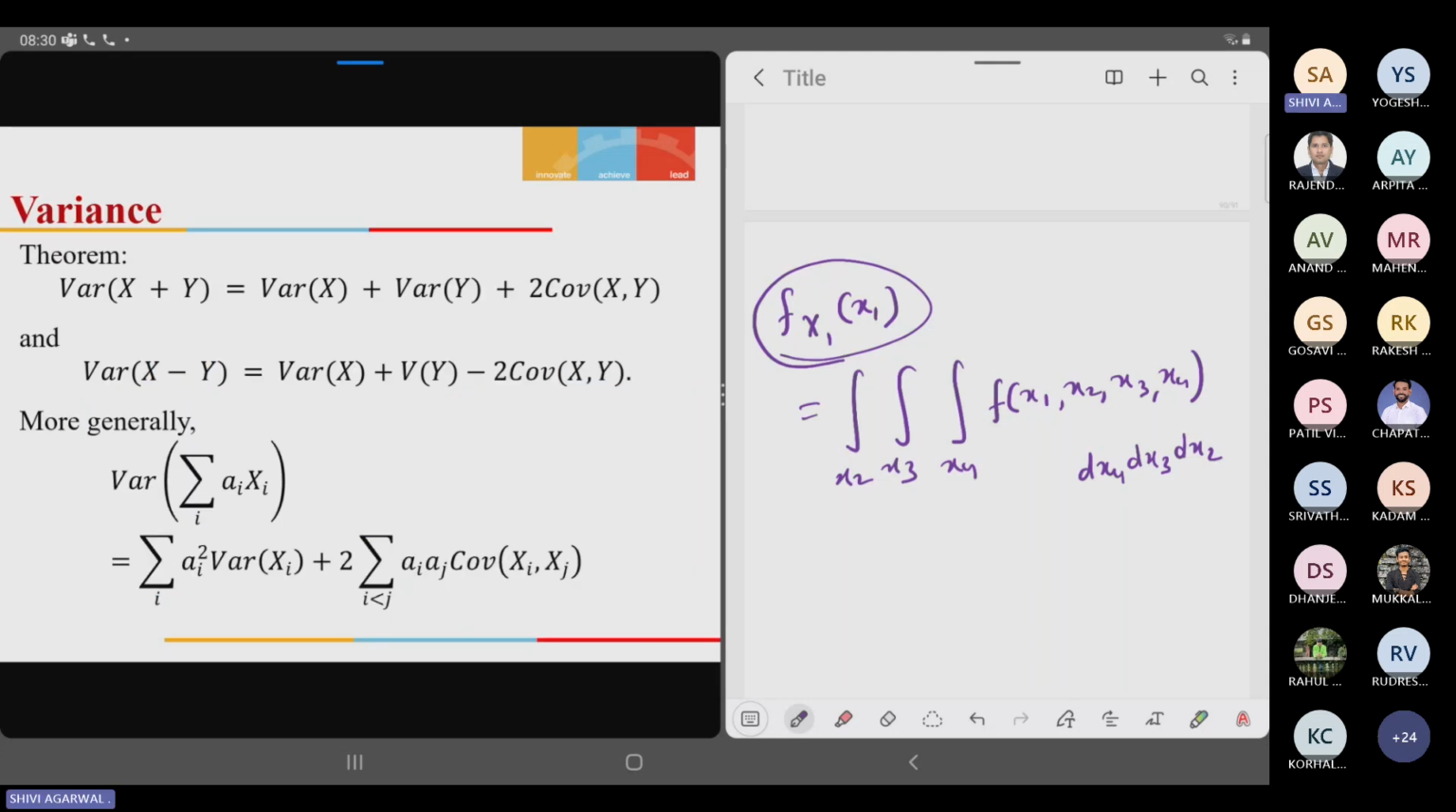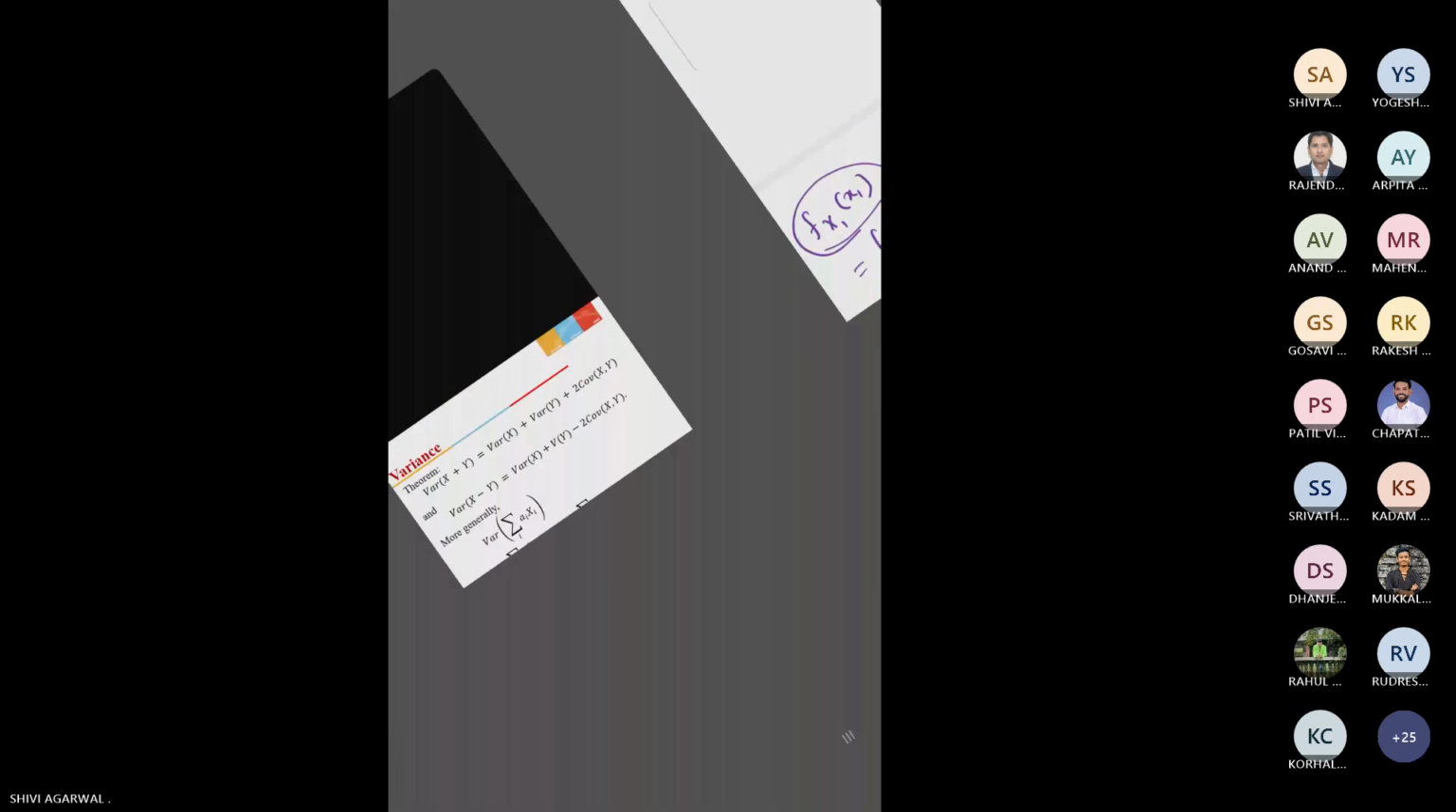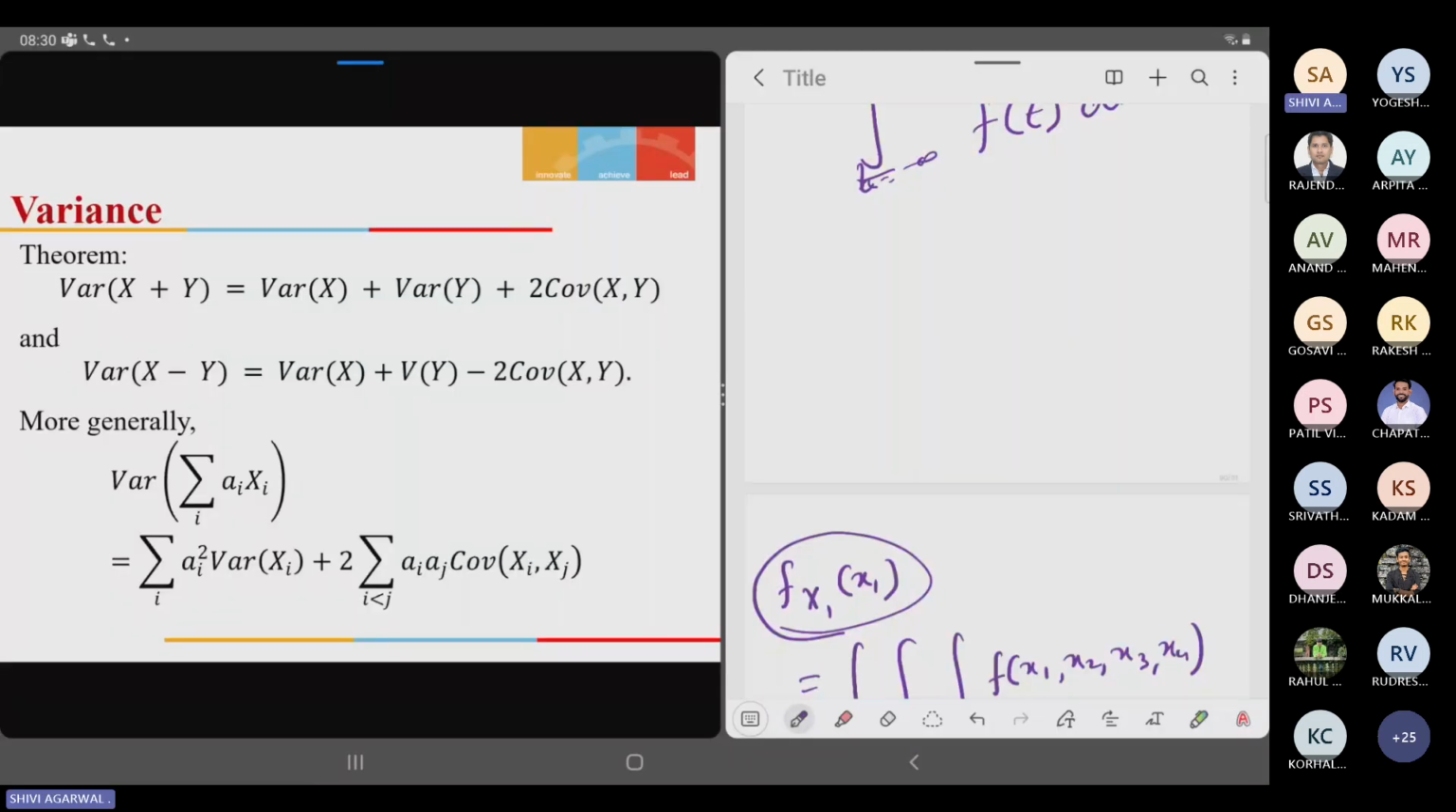Similarly, the variance of two variables. So we are using variance of x plus y. Variance of x plus y can be written as variance of x plus variance of y plus 2 times covariance of x comma y. And similarly, variance of x minus y is variance of x plus variance of y minus 2 times covariance of xy. Be careful in this case, it should be plus only for the variances. This applies when the two random variables x and y are not independent.